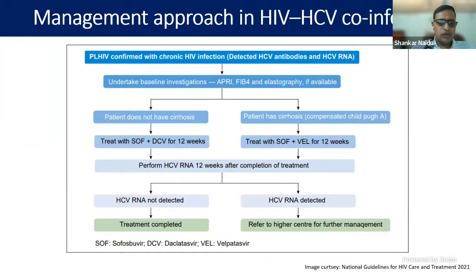And after the end of 12 weeks, we need to repeat the HCV RNA levels. And if they are not detected, then we complete the therapy. Or if the HCV RNA levels are still elevated at the end of 12 weeks, then we need to refer to a higher center or the model treatment centers under the National Viral Hepatitis Control Program.